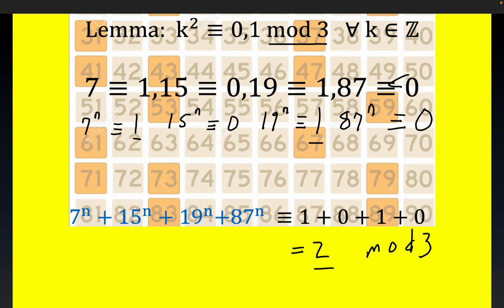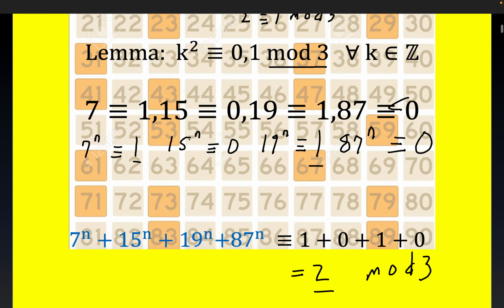It's 2 mod 3, but notice anything that is a square has to be congruent to 0 or 1. Any squared object is going to be 0 or 1 mod 3. That's for all k. Yet right down here we got the expression of interest is congruent to 2, right? So that means this is not a square integer, this expression that we're interested in.